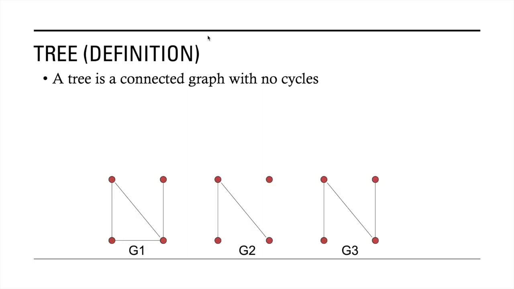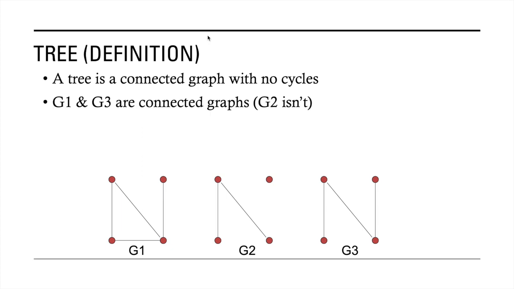So as you can see, we have three kinds of graphs. G1, graph 1, G2, graph 2, and G3, or graph 3. G1 and G3 are connected graphs. I hope you can clearly see that all nodes are connected to each other in G1 and G3. And I hope it is also clear that G2 is not connected. Okay? So based on the first definition of a tree, G2 is not a tree anymore. Okay?